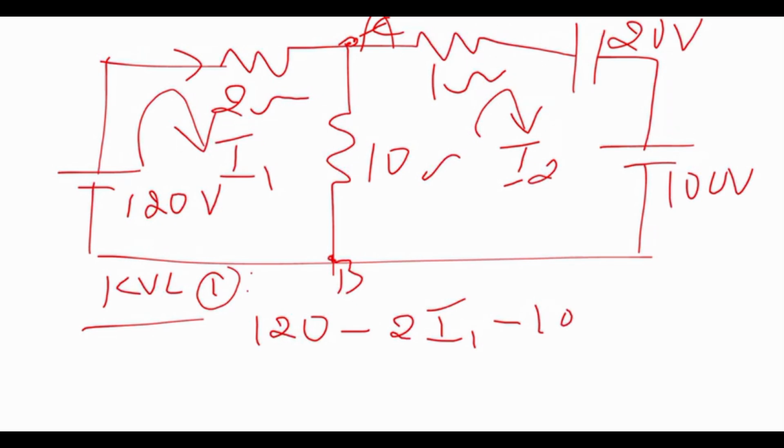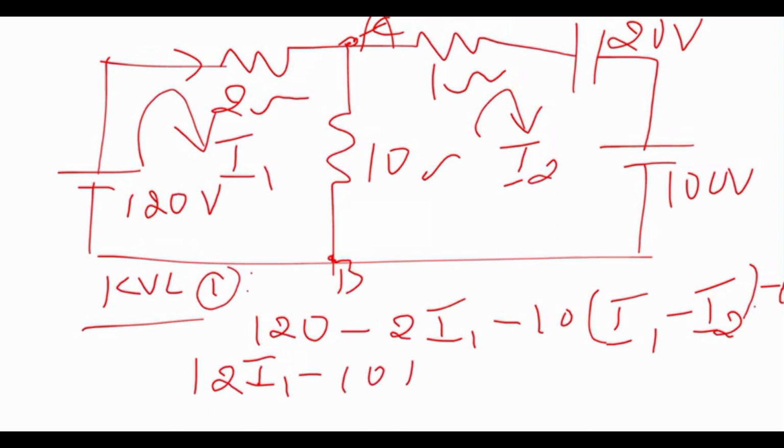This 10 ohm resistor belongs to both the loops, and I1 and I2 are in opposite directions, so it will be I1 minus I2. The loop equation will be equal to 0. If you further simplify this, we have written it as 12 I1 minus 10 I2 will be equal to 120. That will be the first equation.